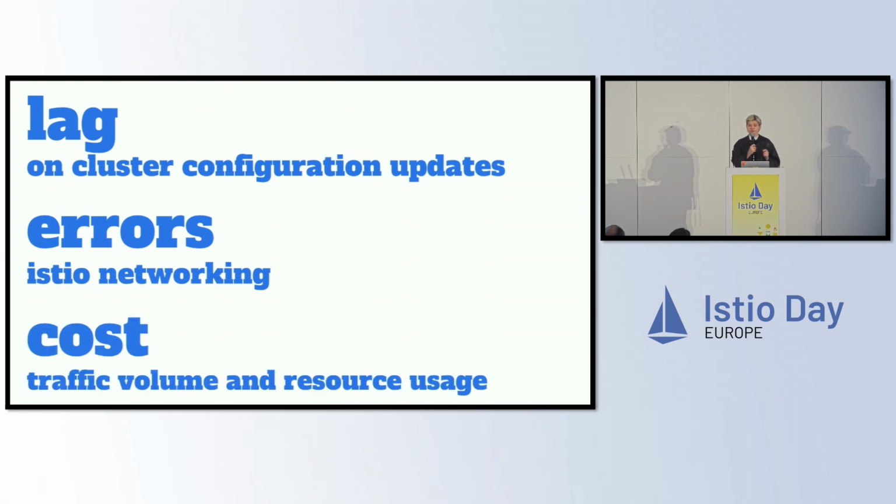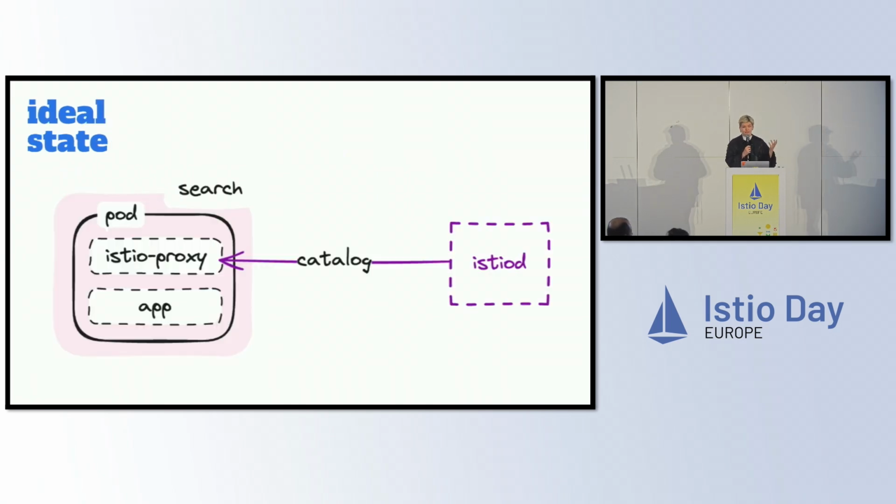And finally, we also see an increase in cost, where the volume of the configuration is increasing. So the traffic of the Istio control plane is increasing. And also the resource usage of both the control and the data plane is increasing. And the increase is not justified. We're pushing configuration that we don't need. So it's a cost that we want to cut. So in an ideal state, IstioD would only push configuration for the services that we actually need to talk to.